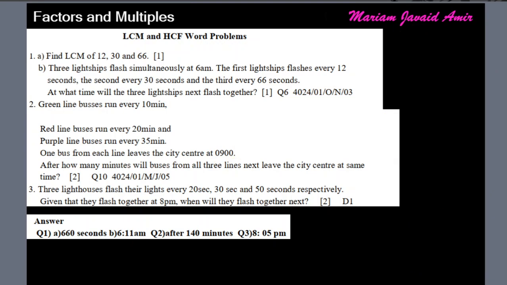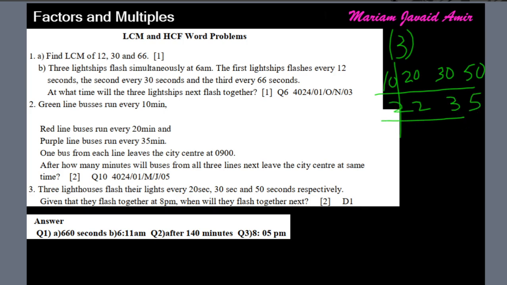Okay, question 3. Three lighthouses flash their lights every 20, 30 and 50 seconds respectively. Given that they flash together at 8 p.m., when will they flash together next? Again, this is a question of multiples, lowest common multiple. So 20, 30, 50. Let's find a common number that divides these three. Let's use 10. So we'll get 2 here, 3 here, 5 here.